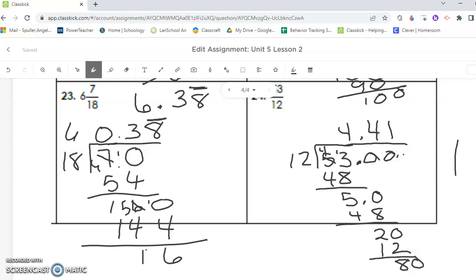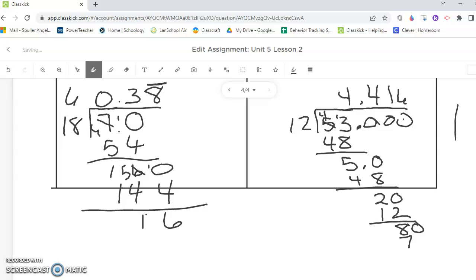Bring another 0 down. 6 times 12 would be 72. That's just going to give me a 2. Bring down another 0. So these two here will repeat.